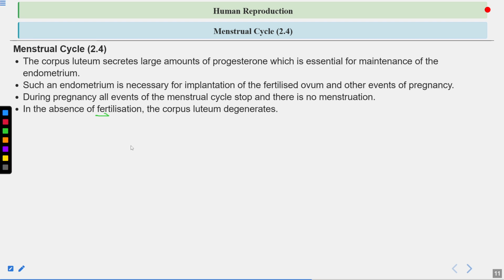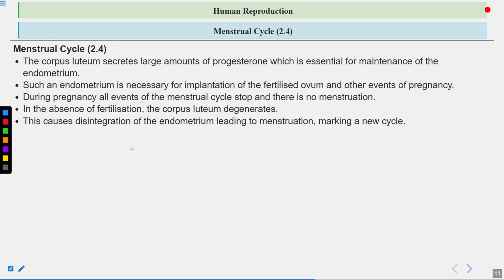In the absence of fertilization, what happens? The corpus luteum will degenerate. Now, as the corpus luteum degenerates, what will happen? The progesterone level will decrease. Now, this causes disintegration of the endometrium, leading to menstruation, marking a new cycle. So, the new cycle begins now. Because the level of progesterone decreased, the endometrium again becomes thin, and there will be breakdown of the endometrium, leading to menstruation. So, a new cycle starts after this.